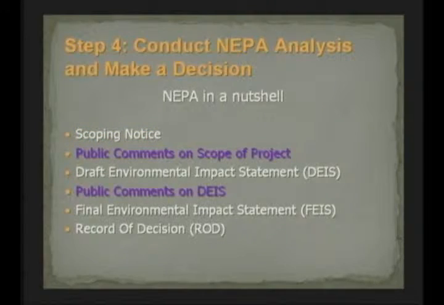The NEPA steps include issuing an initial scoping notice, accepting and reviewing public comments on scope of project, preparing a draft environmental impact statement or DEIS, receiving and reviewing public comments on DEIS, publishing a final environmental impact statement or FEIS, issuing a record of decision or ROD. While this list may be short, the work required can make the process very long. As riders, we need to understand the process and help the agency work through it.